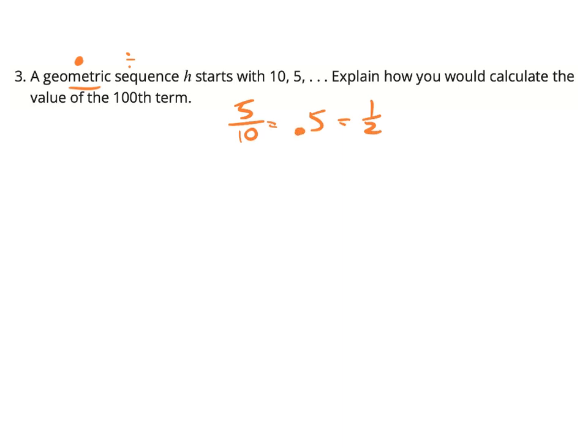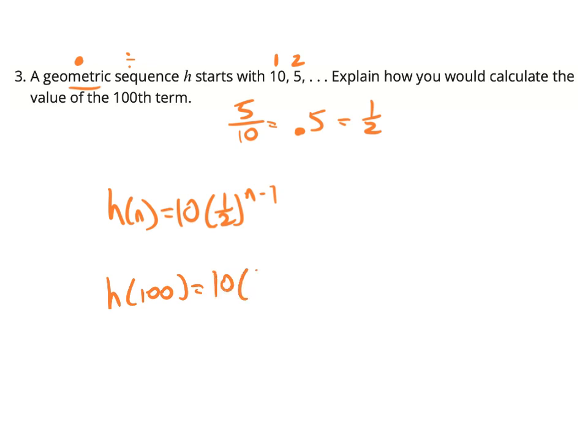Explain how you would calculate the value of the 100th term. What I would do is I would call this 1, I would call this 2, and I would write an explicit sequence. H of n equals 10 times 1/2 to the n minus 1. I will stick 100 in my calculator, and I will come up with 10 times 1/2 to the 100 minus 1. Stick that in the calculator and calculate it, and you'll get a number.